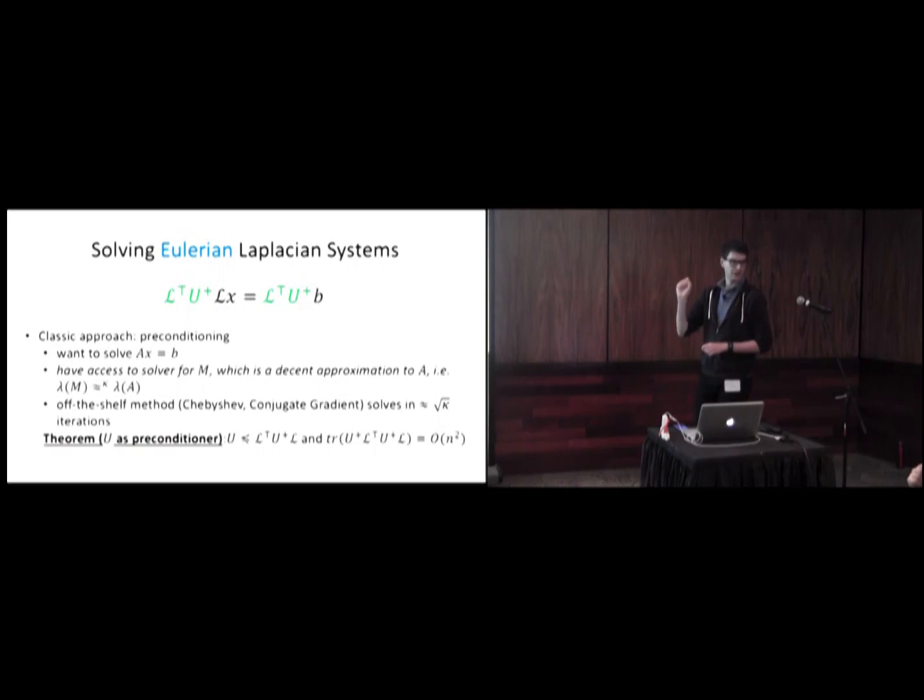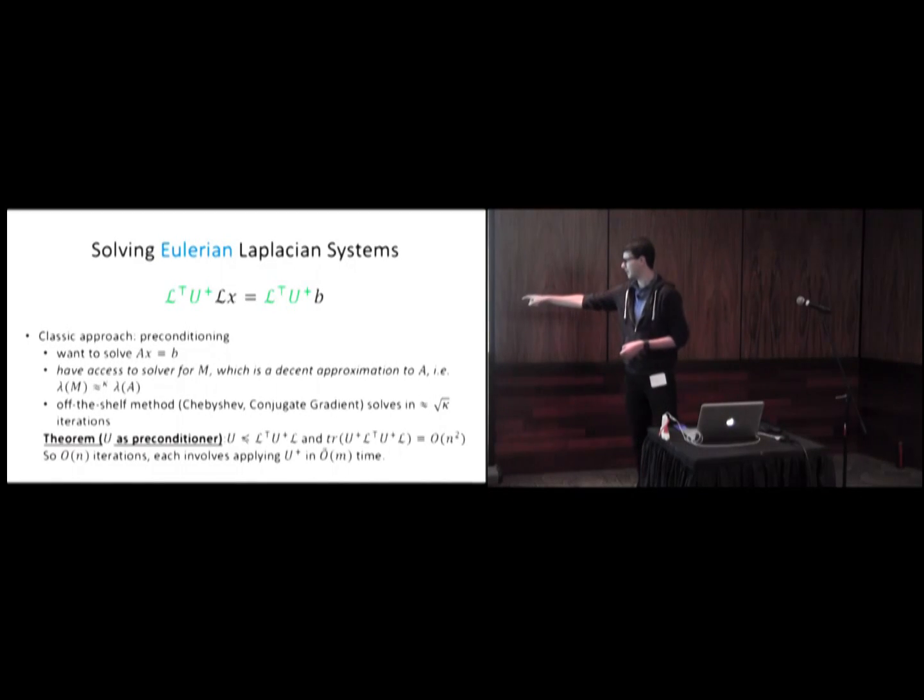And we have the following theorem, which states that U, the symmetrization, the undirected Laplacian, is a decent preconditioner for the harmonic symmetrization, in the sense that it lower bounds it in the spectral sense, and also that the trace of U pseudo inverse times the harmonic symmetrization is order n squared, which also immediately implies that the harmonic symmetrization is upper bounded by order n squared times U. So by using any of these methods, we require square root of n squared iterations, therefore order n iterations, each of them involving a solve in U, and we get a solution to our system.